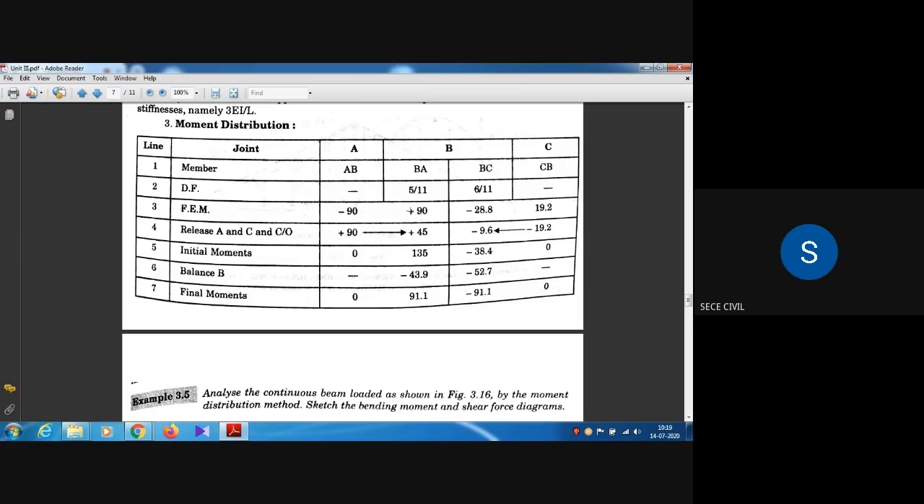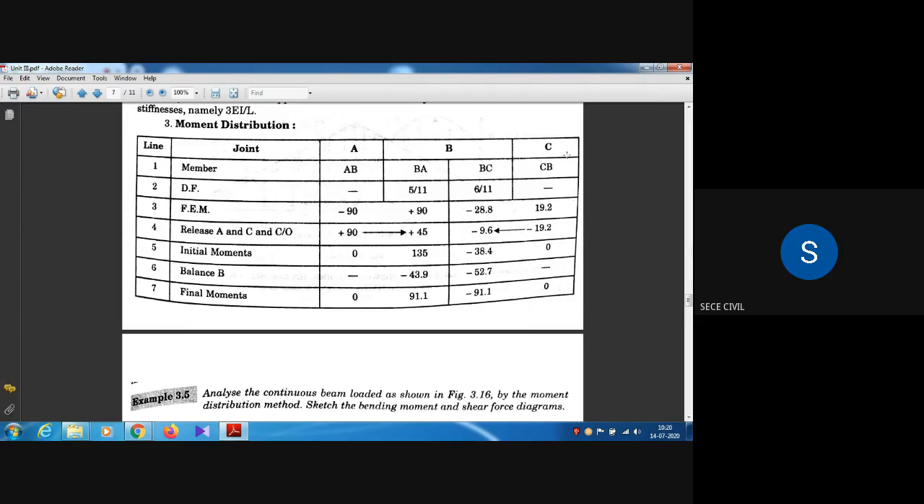Similarly, joint B. Is joint B a hinged support or a roller support? Whatever support it may be, hinged or roller, it is intermediate, so we have to consider it as a fixed support, and the moment will be there. So we have a moment of plus 90 in member BA. Similarly, in member BC we have a moment of minus 28.8. So we don't have any issues in these portions. At joint C, is it fixed or hinged?